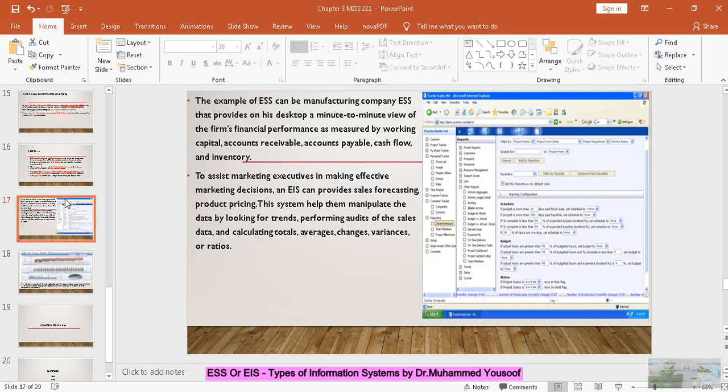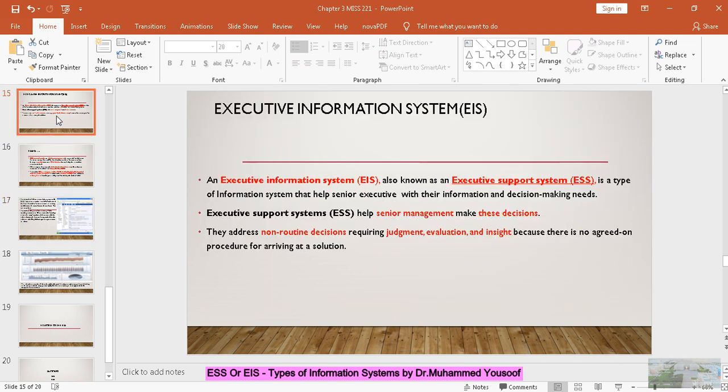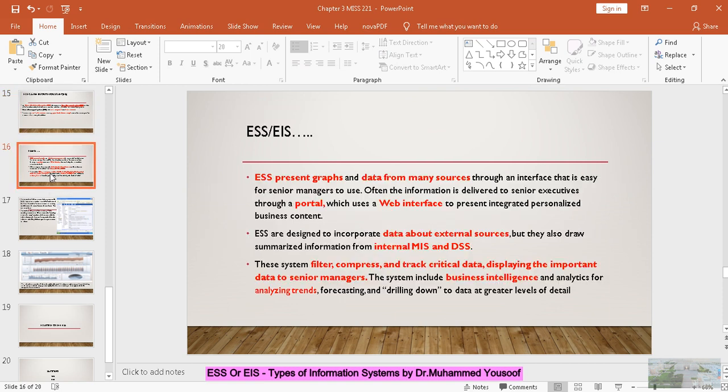So now an example is given here for the ESS. I hope it's clear until now, these two slides. Number one, we have explained about ESS, what a non-routine decision is, who is using it, and why it is important. And we have seen also how the data will be presented, what the sources are, and how the senior managers will access it. It also compresses the data and is able to find the trends, so that we can do forecasting and drill down the data to get greater levels of detail to make very good decisions.